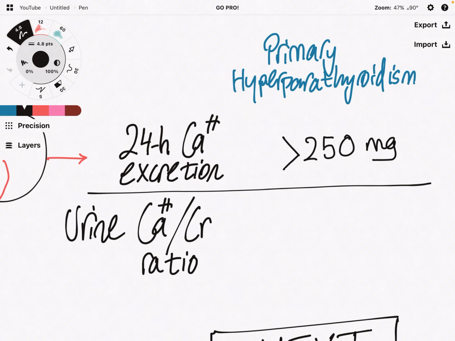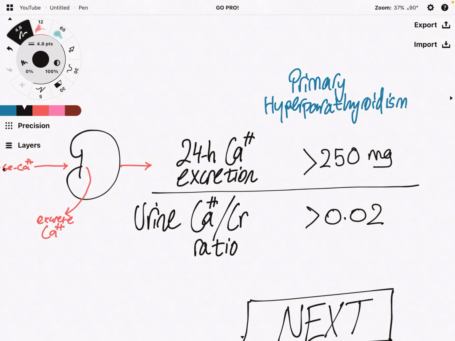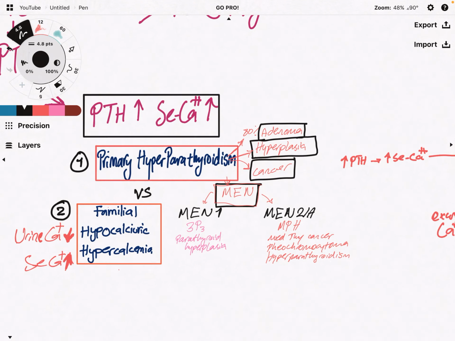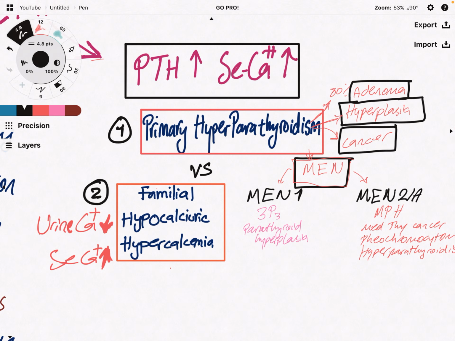But if we don't have time to wait for 24 hours, then what we can do is measure the urine calcium to creatinine ratio. If this ratio is more than 0.02, this is also diagnostic for primary hyperparathyroidism. This is how we differentiate primary hyperparathyroidism from familial hypocalciuric hypercalcemia. So in the name, this disease is carried in the genetic material, and then there is a low calcium level in the urine, but there is a high calcium level in the serum.